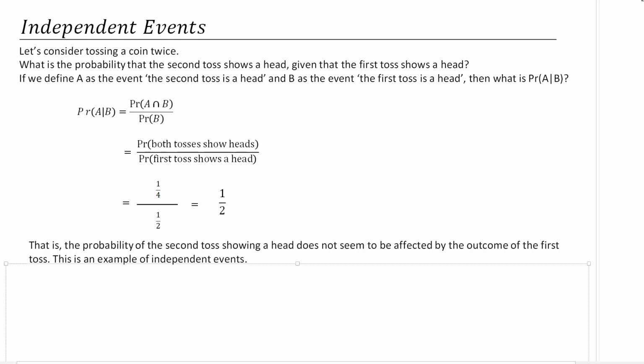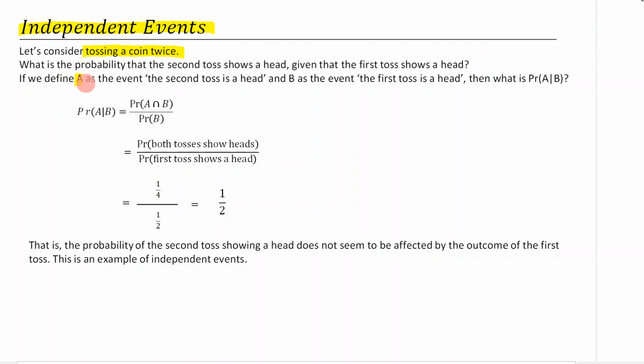Welcome. So we're going to be talking about independent events. And let's begin with a classic example here. Let's consider tossing a coin twice. What is the probability that the second toss shows a head, given that the first toss shows a head?